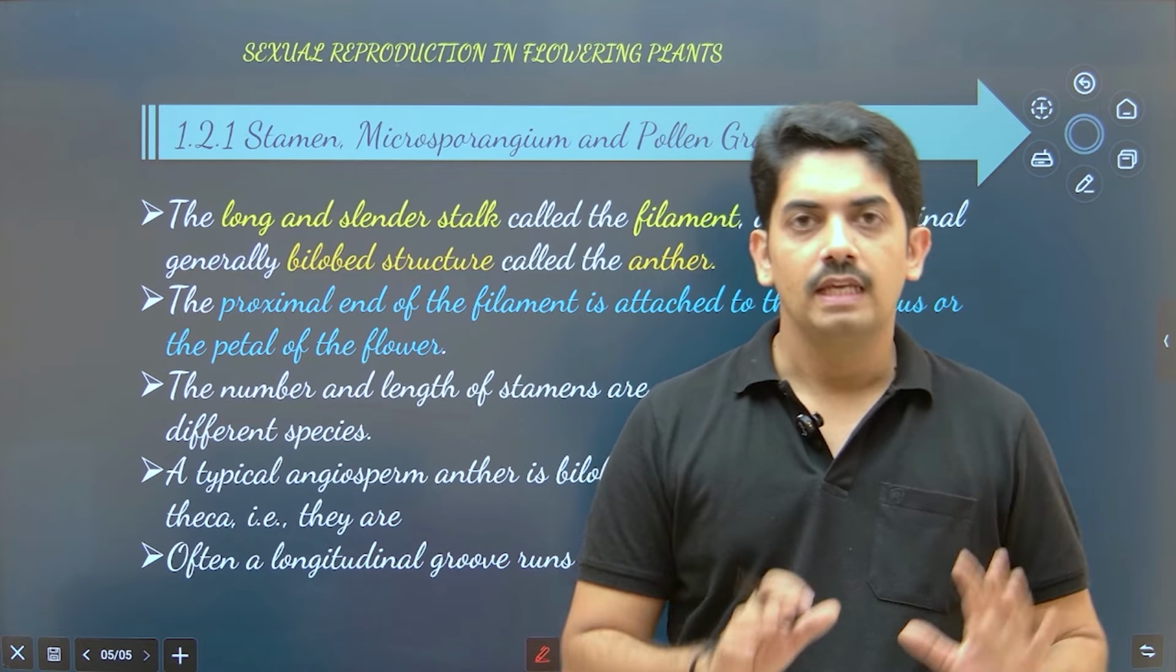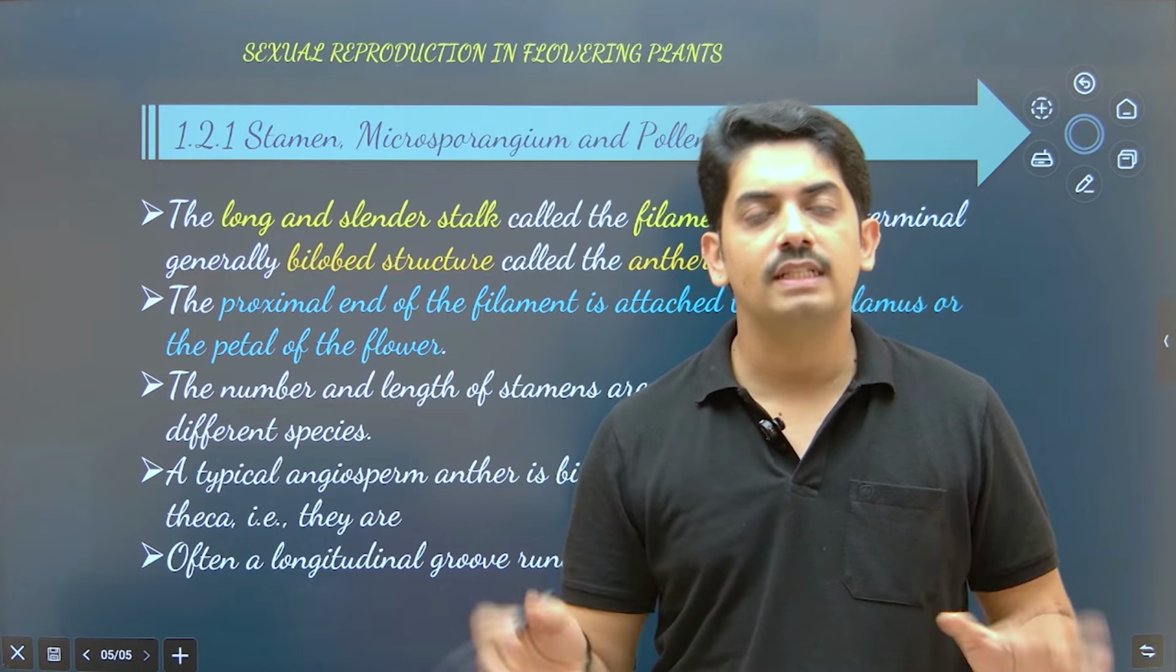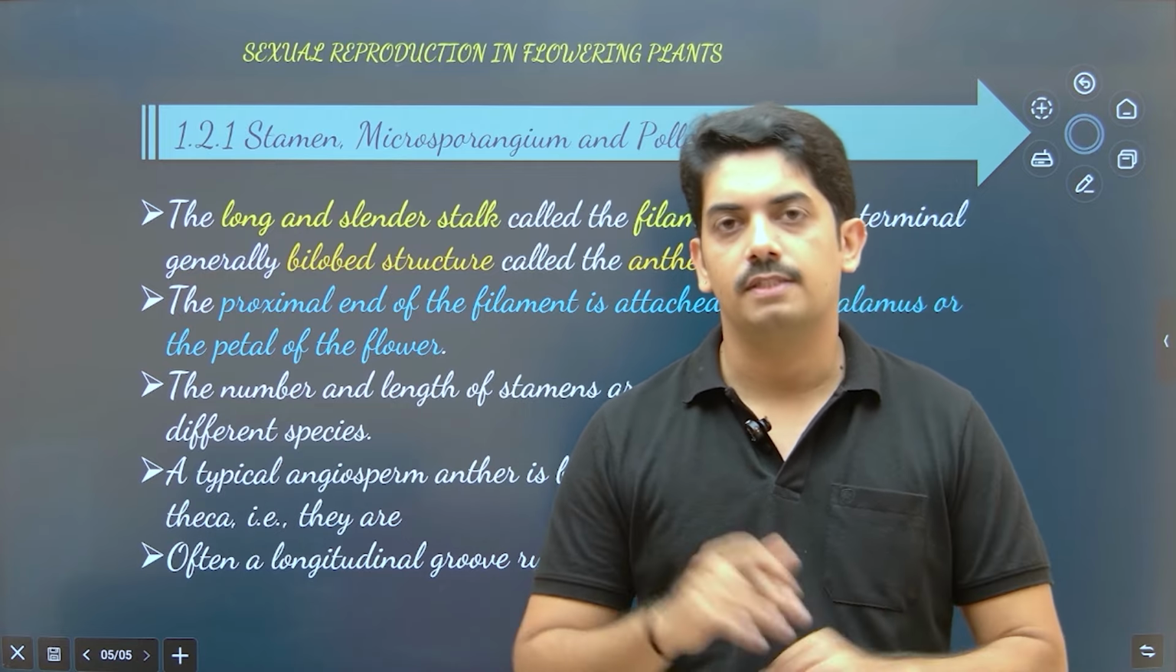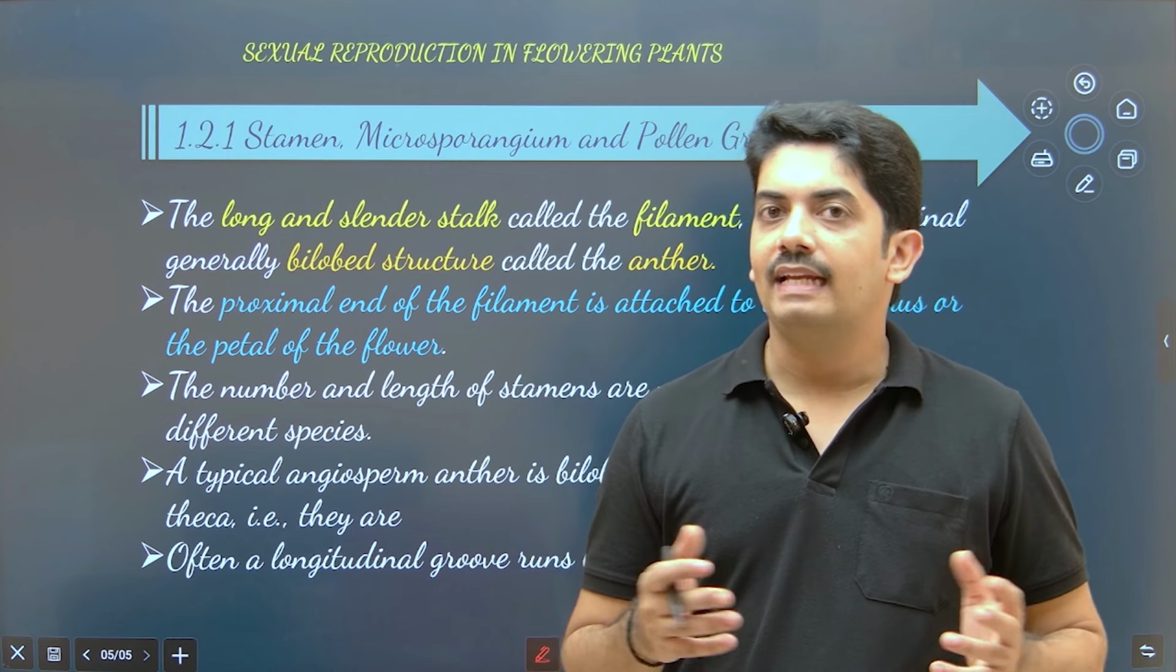Even the number of stamens varies, length of the stamen varies, shape of the stamens varies, number of pollen grains varies. So it is not the same in all the flowers. Now can you tell me why it varies?